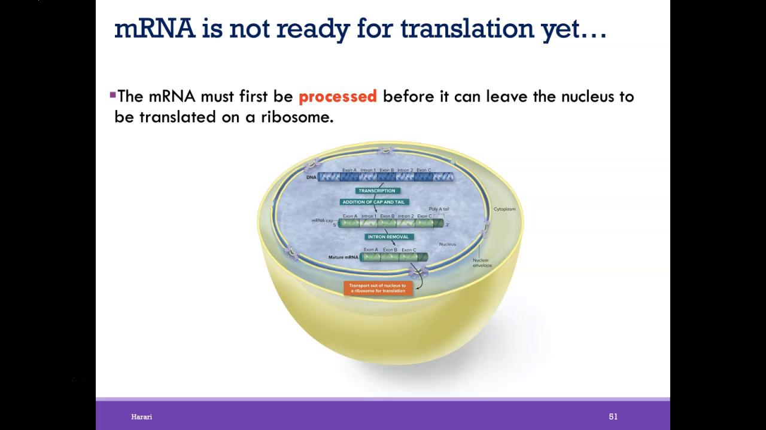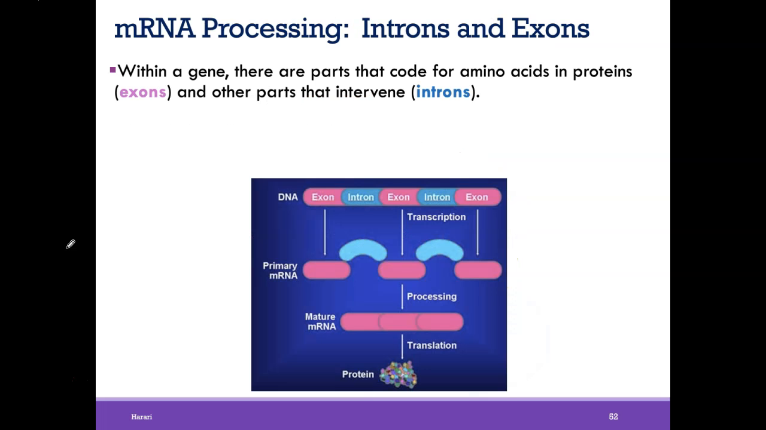So before we move on to translation, the mRNA molecule must first be processed before it can leave the nucleus to be translated on a ribosome. So now let's talk about mRNA processing. Within a gene of DNA, there are parts that actually code for amino acids and proteins, and there are parts that intervene. The parts that actually get expressed into proteins are called exons. The parts that intervene are called introns. So expressed exons, intervening introns.